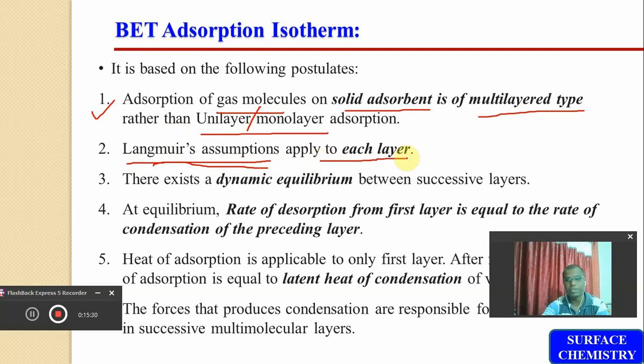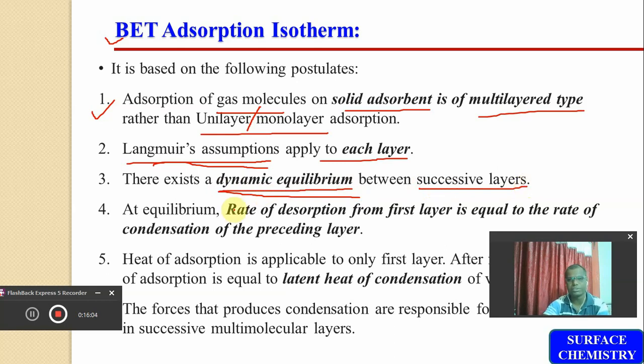It's very important because, though multilayer adsorption is considered by the BET equation, they have applied the assumptions stated by Langmuir to each layer separately. According to the BET adsorption isotherm, there is always a dynamic equilibrium between the successive layers, one after the other. So there will be a dynamic equilibrium between the first and second, and third and fourth layer, not first and third.